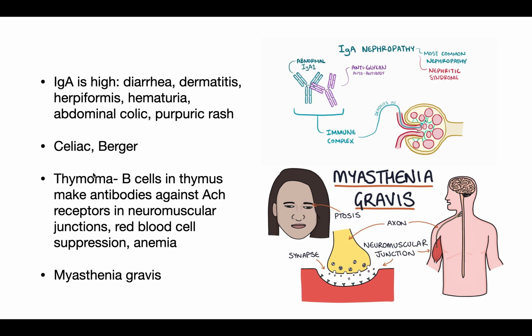In the thymoma, the B cells are going to be present in the thymus, which is not normal because only T cells should be in the thymus. So those abnormal B cells will make the antibodies against the acetylcholine receptors, and then that's going to cause the myasthenia gravis. The B cells can also make antibodies against blood and red blood cells in particular, and then cause anemia.